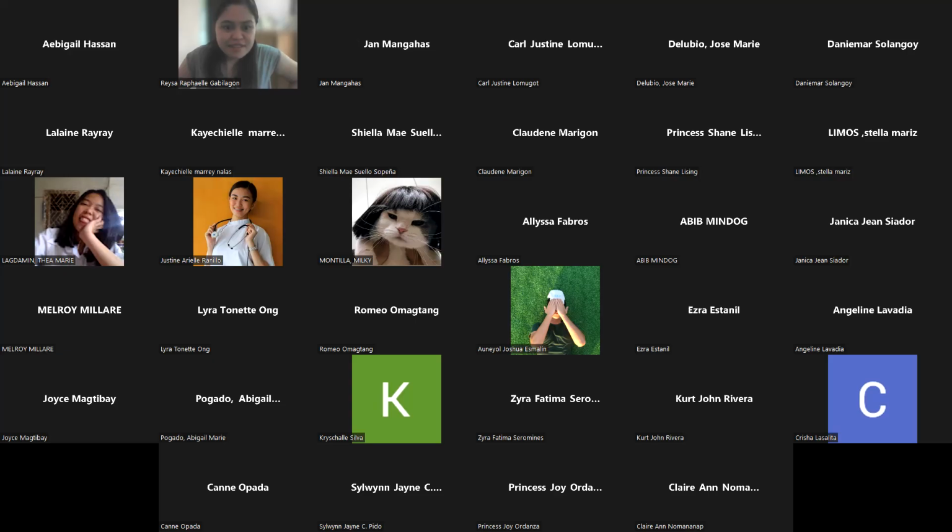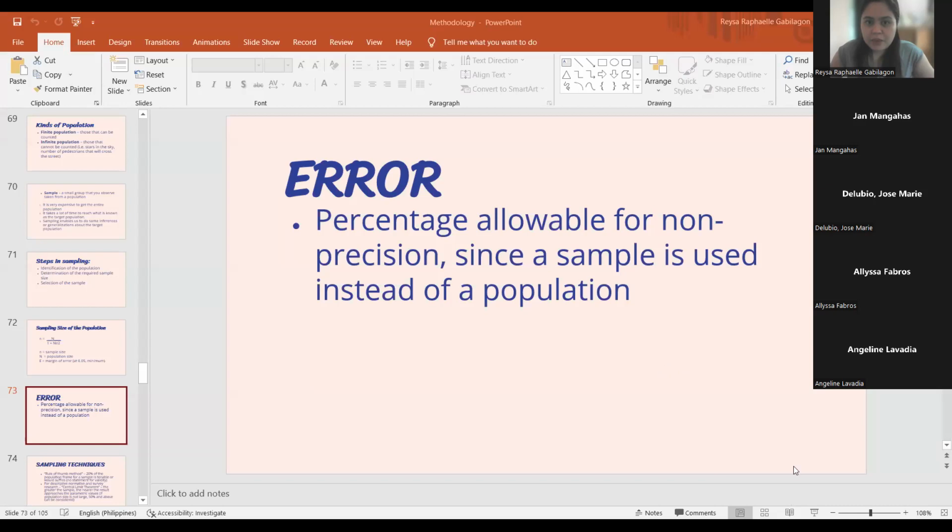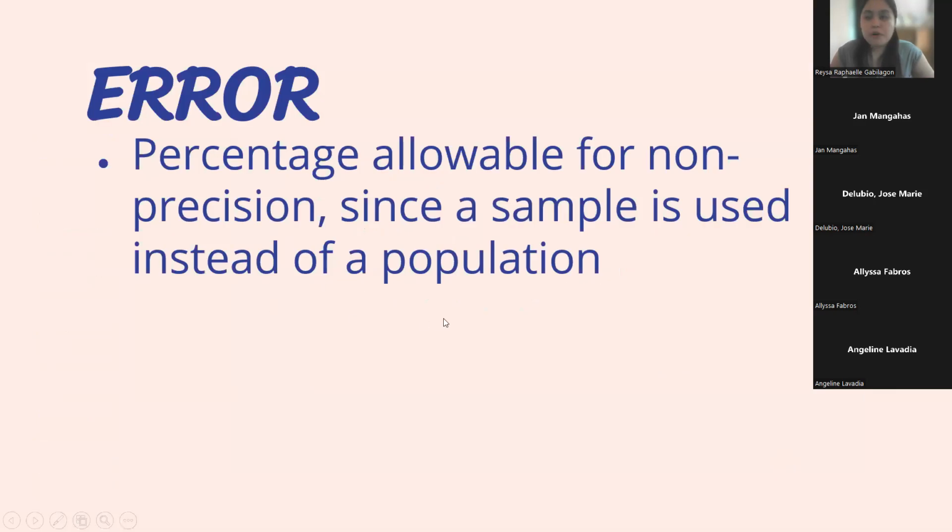Sige ha. Paano man namo matabangan, ma'am? Ang among population size. So again, yung error natin ha, it's the allowable area for non-precision. Since sample man yung ginamit natin, hindi man siya population. Talagang magbibigay tayo ng room for error.